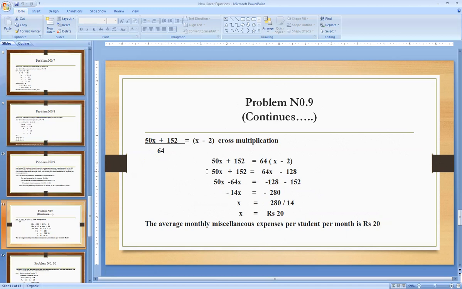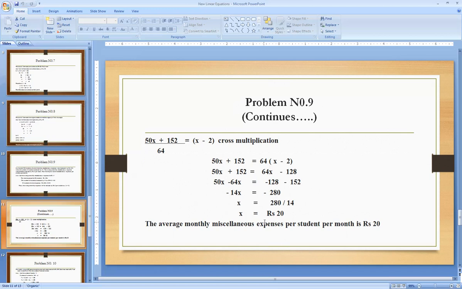Now we'll have to do cross multiplication for that. 50x plus 152 equals 64 into x minus 2. 50x plus 152 is equal to 64 into x is 64x, and 64 into 2 is 128. Now we'll have to shift the x values to the left side and numbers to the right side. 50x minus 64x is equal to minus 128 minus 152. Therefore, minus 14x equals minus 280, and therefore the value of x will be 20.